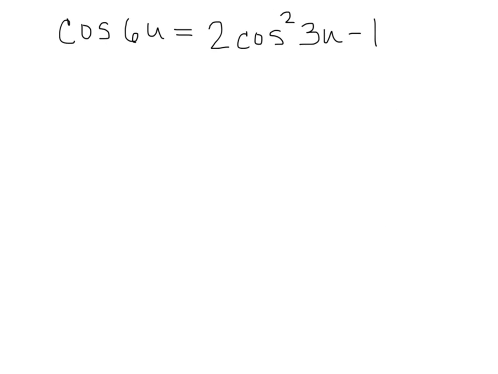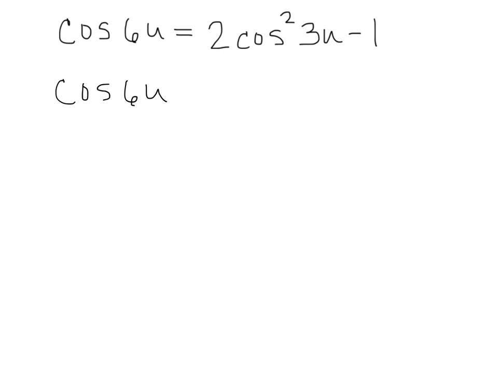Now we're going to use the double angle formulas to help us prove an identity. If you look at the equation, cosine 6u is equal to 2 cosine squared 3u minus 1. Remember, in an identity, you must start on one side and show every step on how you get to the second side. I am going to start on the left side with cosine of 6u.